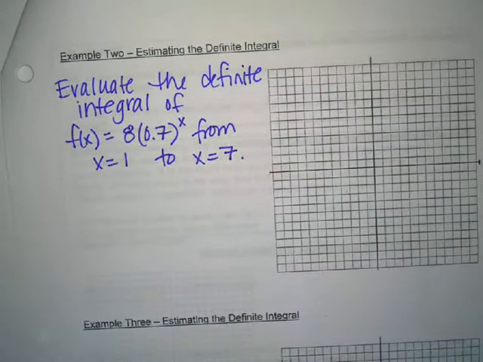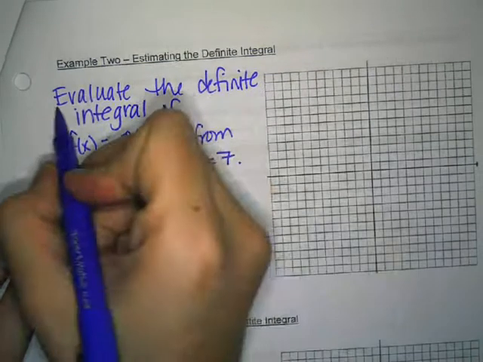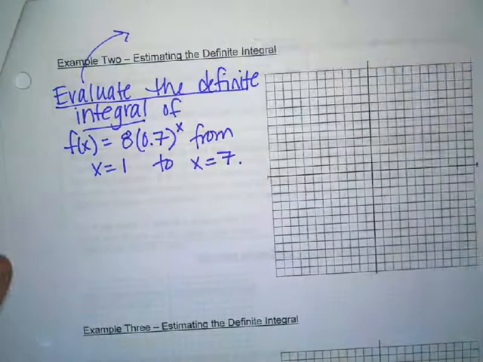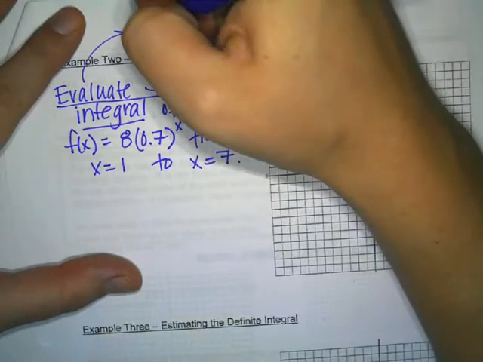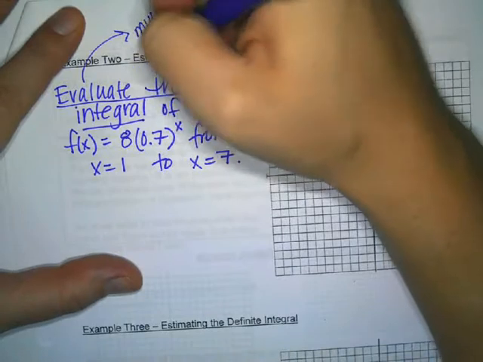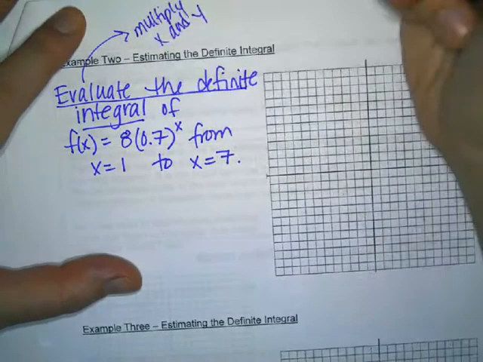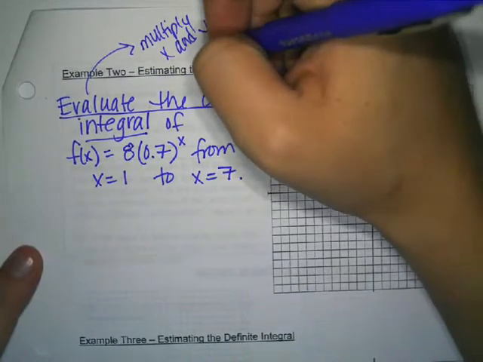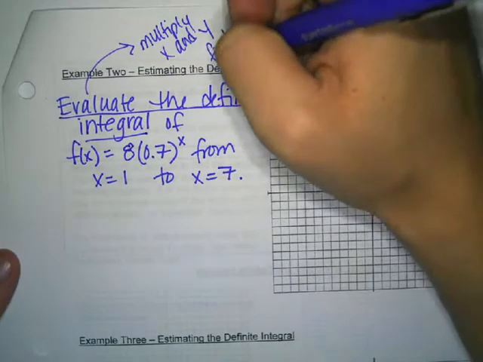Okay. Now you will get used to knowing what this means, but when you are asked to evaluate the definite integral, what that is saying is multiply x and y. Because remember, the definite integral is the product of two factors where one varies. My y is the thing that's varying here. Now, when you say multiply x and y, this is finding the area.